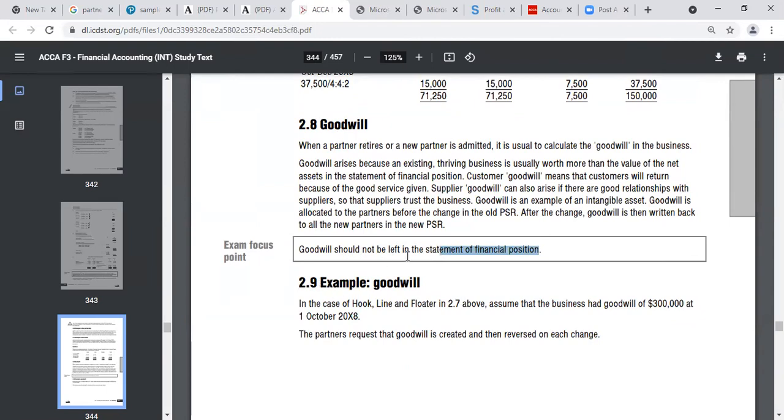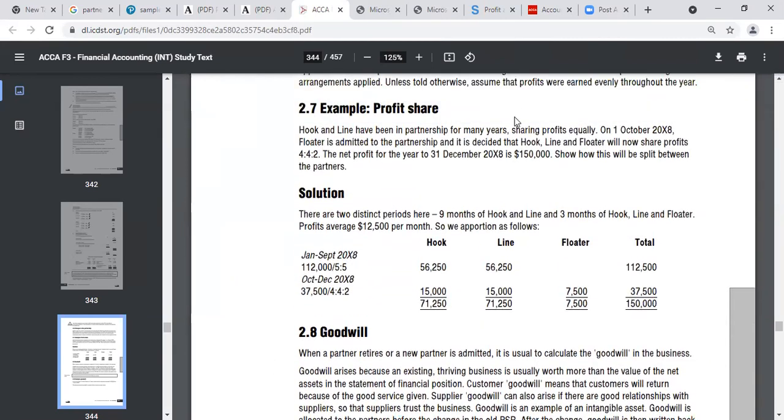So example we have for goodwill here. They are telling us that in the case of Hook, Line, and Floater in the scenario above, assume that the business had a goodwill of 300,000 at which date? At 1st October 2018, when this guy was joining in. I think it was Hook who joined in. Okay, actually Hook and Line have been partners. So it's Floater who was admitted at 1st October 2018.